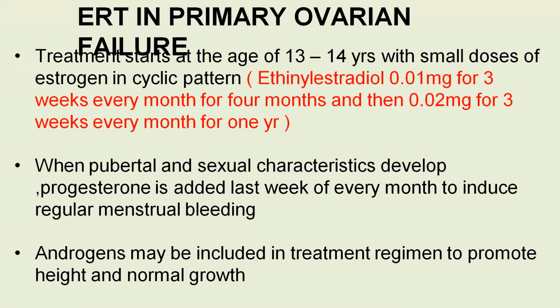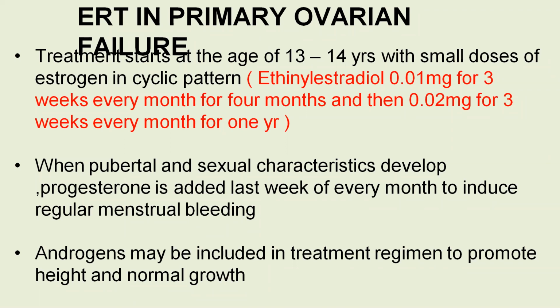Estrogen replacement therapy in primary ovarian failure. Primary ovarian failure can be because of ovarian dysgenesis or because of hypopituitarism. Treatment for both these conditions starts at the age of 13 to 14 years with a smaller dose of estrogen in a cyclic pattern. Here you give ethinyl estradiol 0.01 mg for 3 weeks every month for 4 months. And then 0.02 mg for 3 weeks every month for about 1 year.